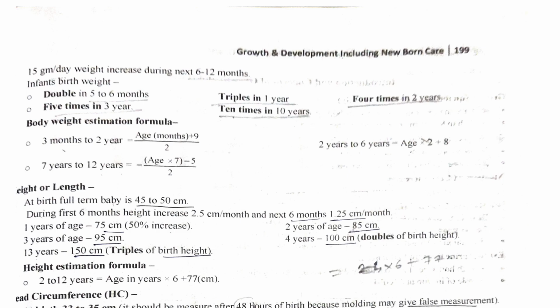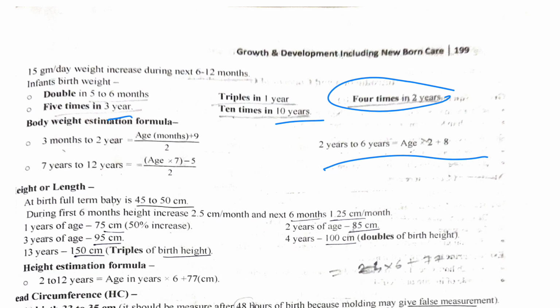Infant's birth weight doubles in 5 to 6 months, triples in 1 year, 4 times in 2 years, 5 times in 3 years, 10 times in 10 years. Body weight estimation formula: 3 months to 2 years, age in months plus 9 divided by 2. 2 years to 6 years, age into 2 plus 8. Next, 7 years to 12 years, age into 7 minus 5 divided by 2.